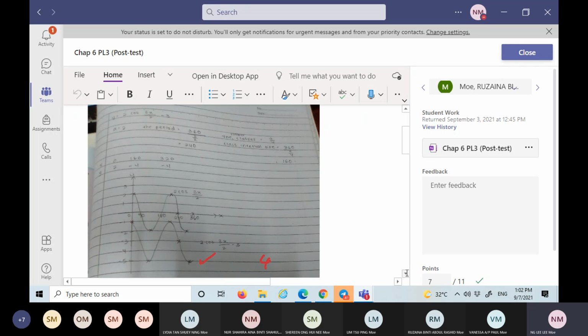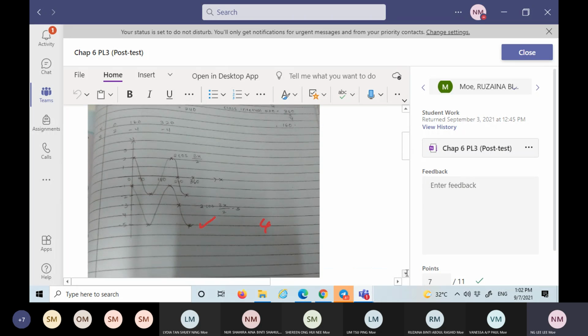This is question 3. I think she also didn't use table methods. I think she has her own method. This question she gets full marks, correct?